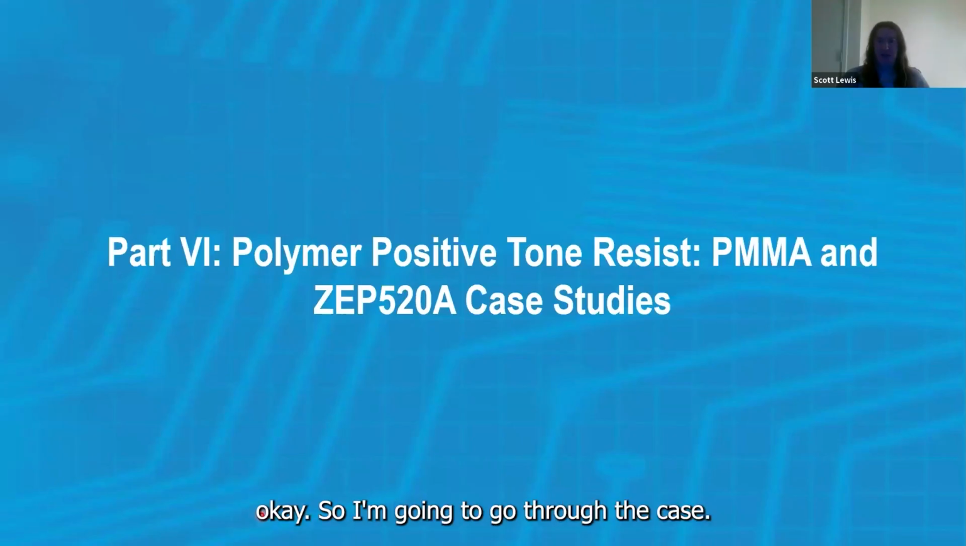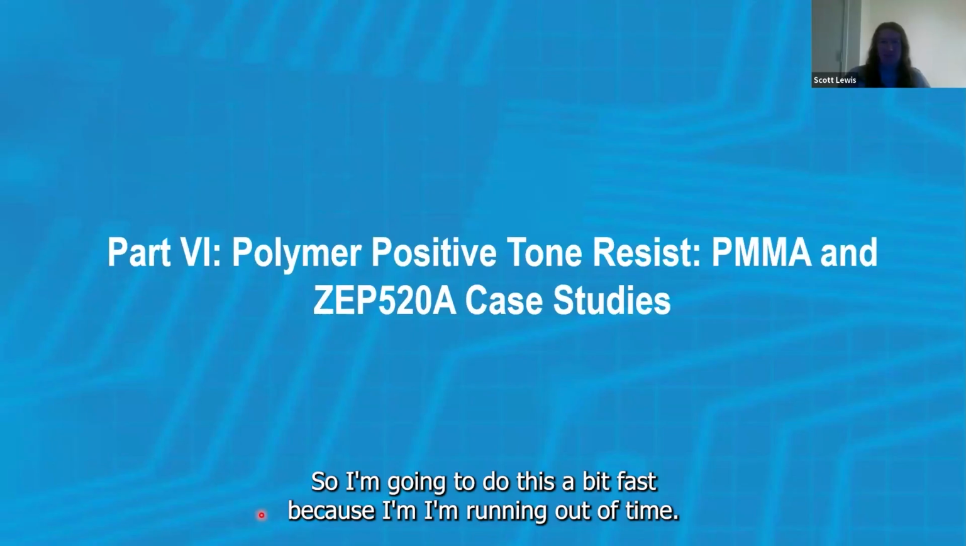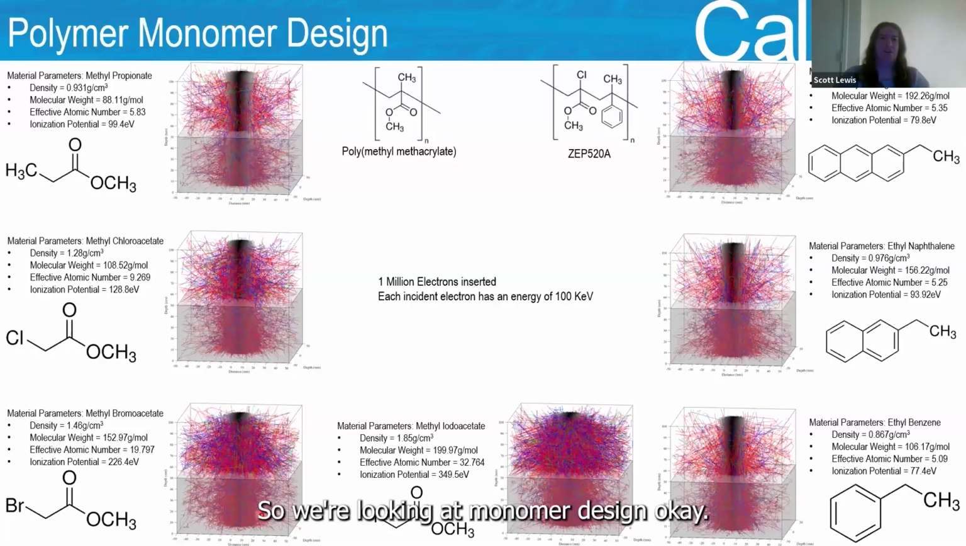Okay, so I'm going to go through the case study. I'm going to do this a bit fast because I'm running out of time. All right, so we're looking at monomer design. Okay, so this is PMMA, obviously, and this is ZEP.